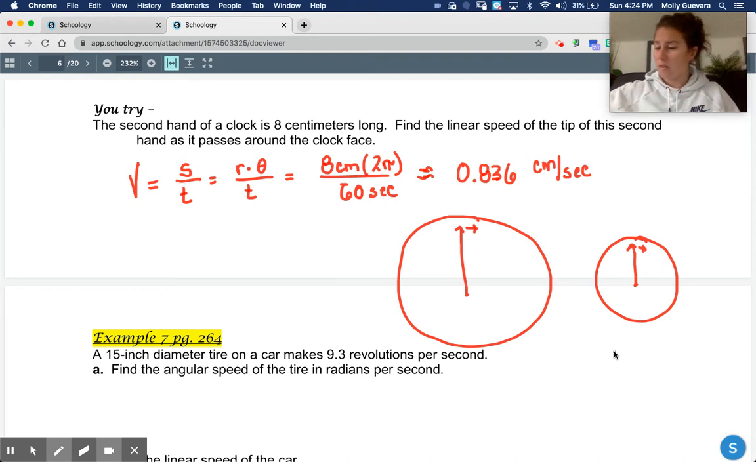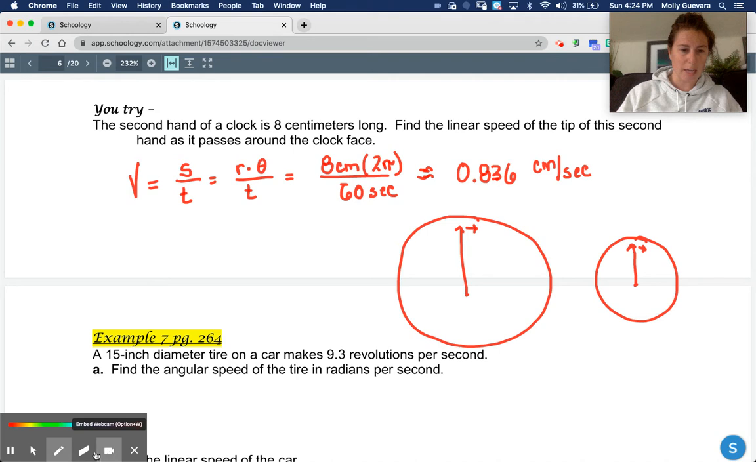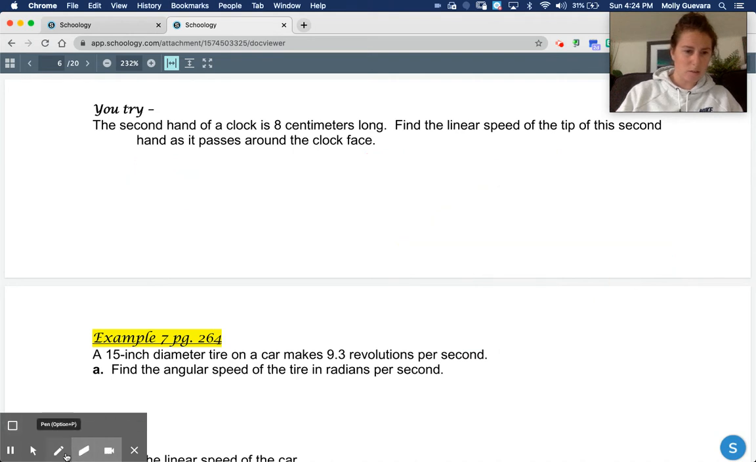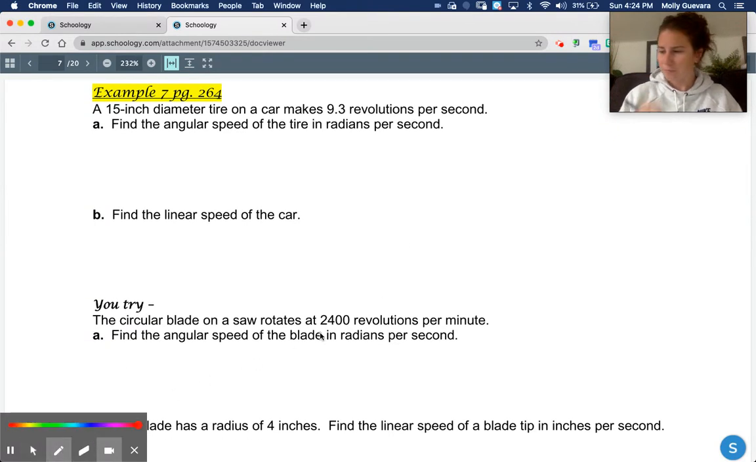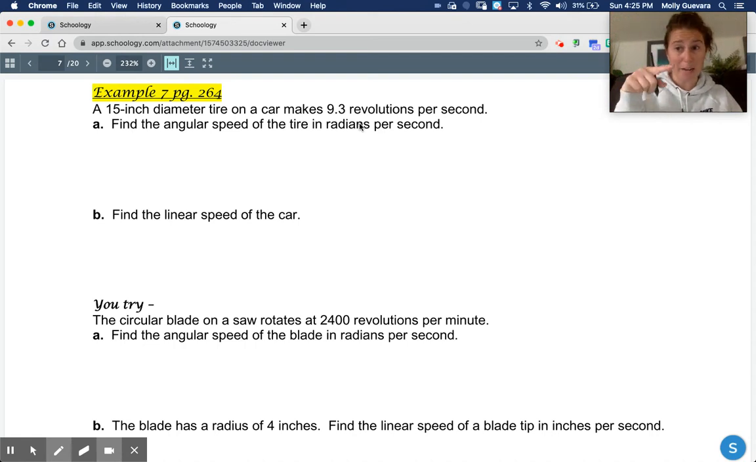Okay, so let's move on to number 7, where we're talking about angular speed. So how fast basically is the middle going? Let me scroll down. So I have a car tire here, and it says a 15-inch diameter tire on a car makes 9.3 revolutions per second. That means it spins around 9.3 times every second. Find the angular speed of the tire in radians per second. So that's going to be really, really important, radians per second.